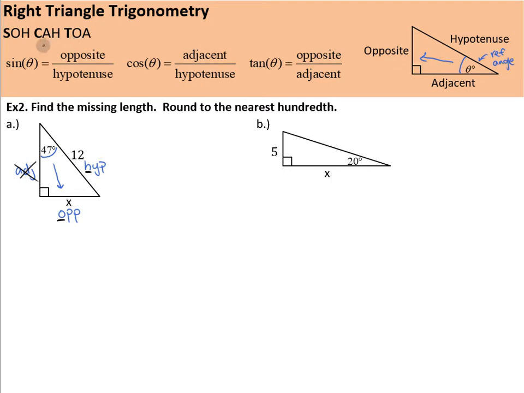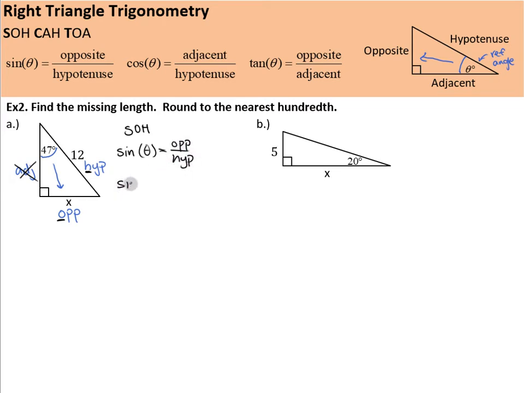SOH CAH TOA. Which one involves the opposite and hypotenuse? So, that's SOH. What that means is that sine is the trig function we want to use this time to solve for our angle. As we set this up, we say sine of the angle theta equals the opposite over the hypotenuse.